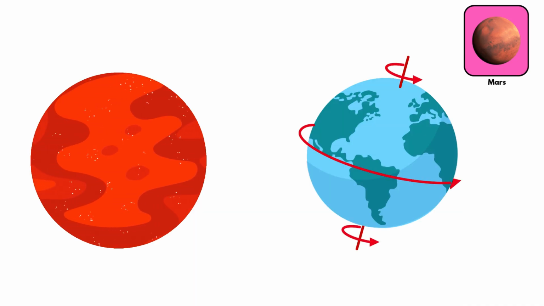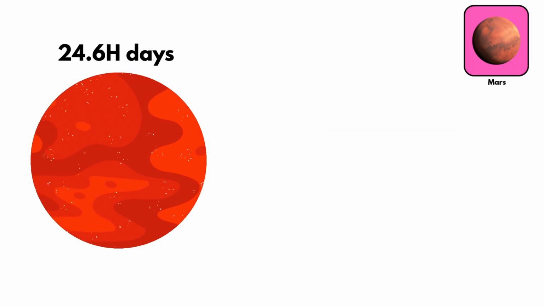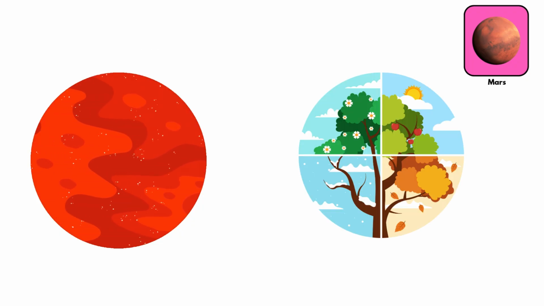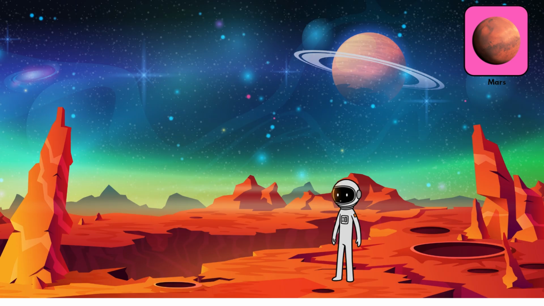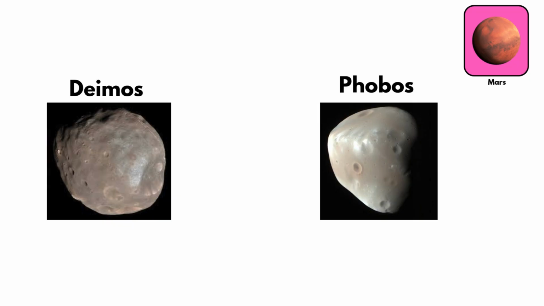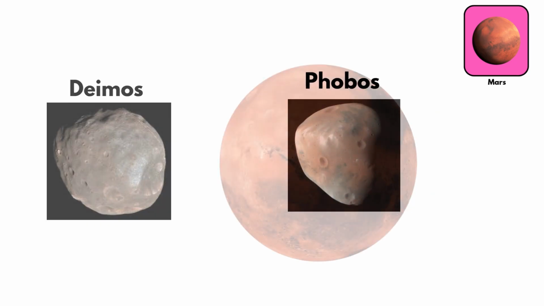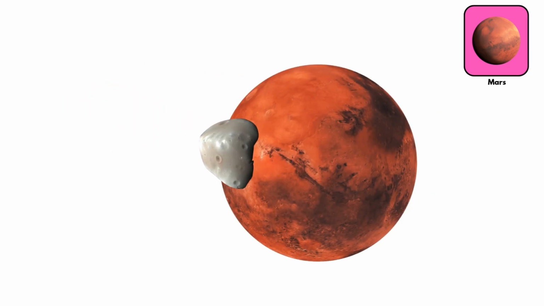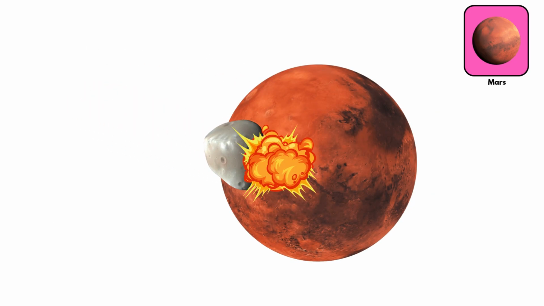Mars spins just like Earth, giving it 24.6 hour days, and its seasons change due to a similar axial tilt. But temperatures? They swing from a comfortable 70 degrees Fahrenheit to a brutal negative 195 degrees Fahrenheit. Its two lumpy moons, Phobos and Deimos, look like captured asteroids, and one of them, Phobos, is doomed to crash into Mars or break into a ring.